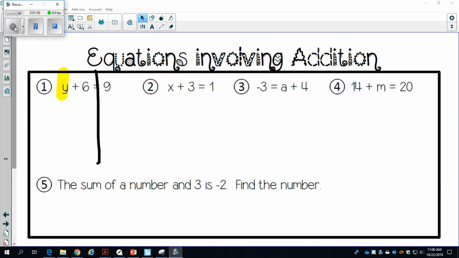And in our model, we would have had a variable or a picture, and then we would have 6 units, and then we would have 9. So what we would need to do is to get rid of the positive 6, and the way we get rid of that is adding a negative 6 or subtracting 6. And so when I do that, the positive 6 cancels out, and now I've isolated my variable, and y is equal to, and 9 minus 6 is 3.